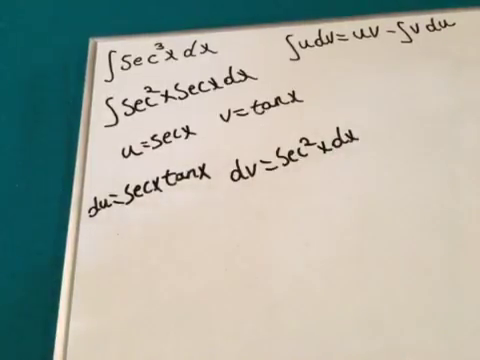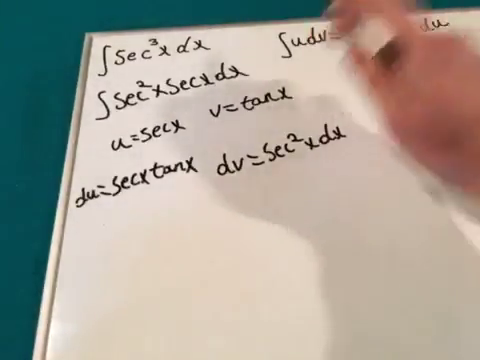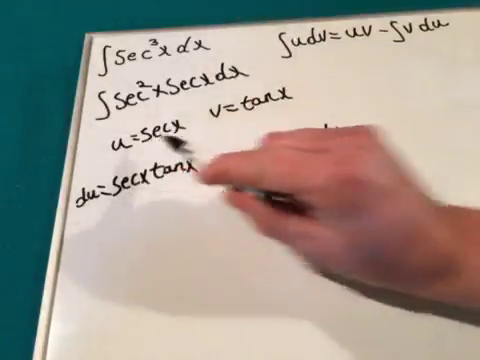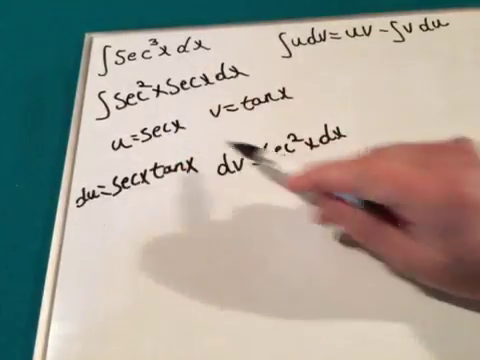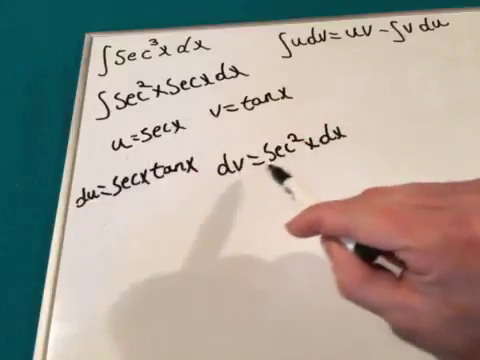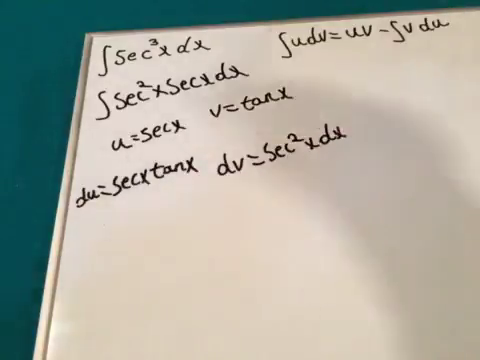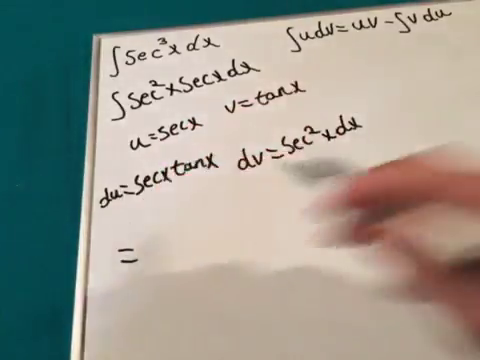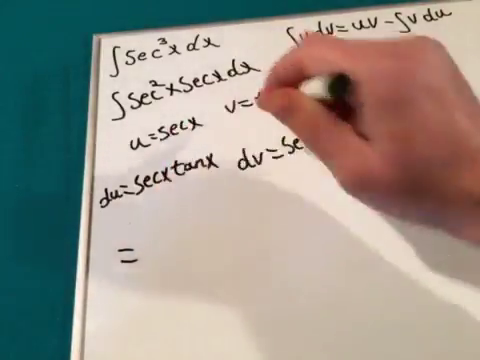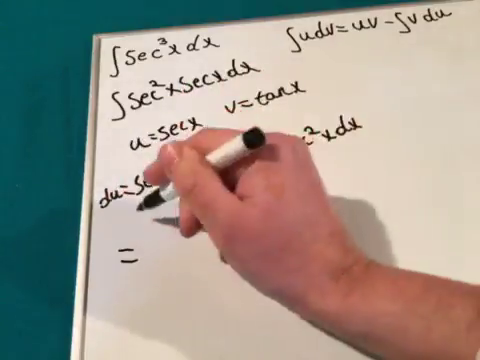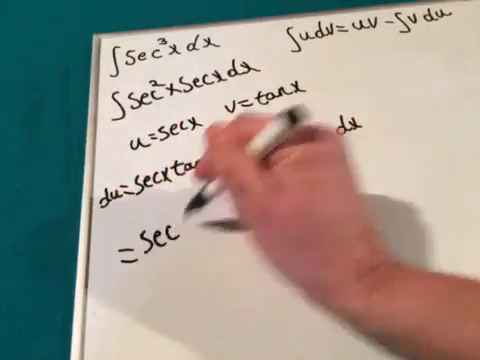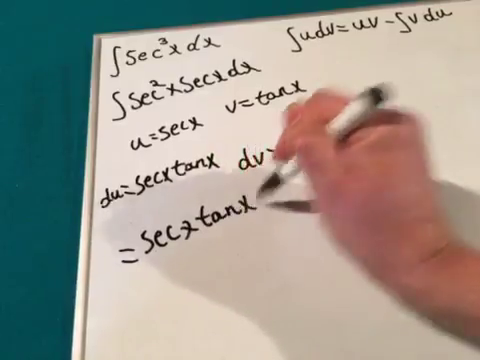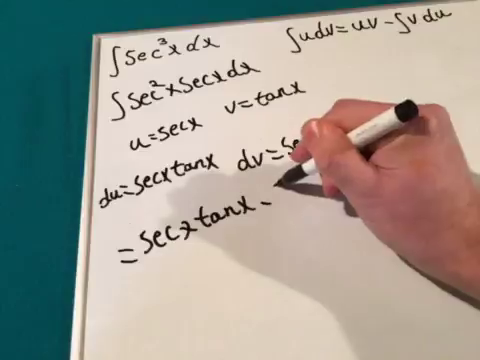Now, what this formula says is that the integral of u dv, so it's going to be this axis, the integral of u times dv, and that's everything we have. It's secant x times secant squared x dx. That was our original integral. That is always going to equal u times v. So it's uv, which is secant x times tangent x, secant x tangent x, and then it's minus the new integral.